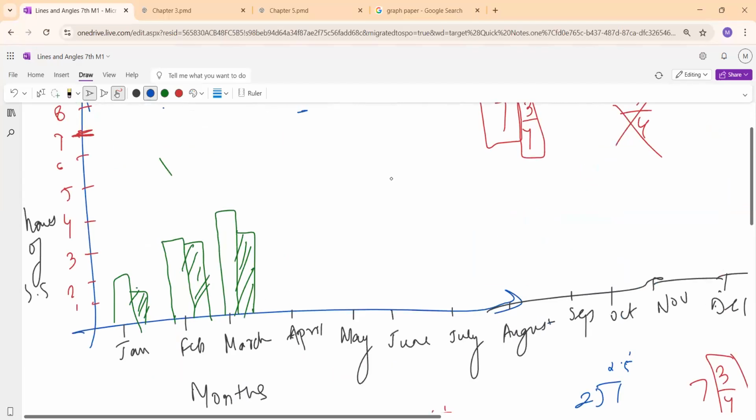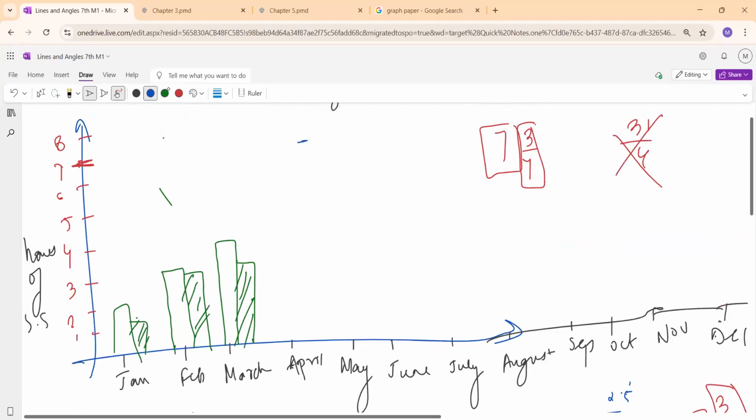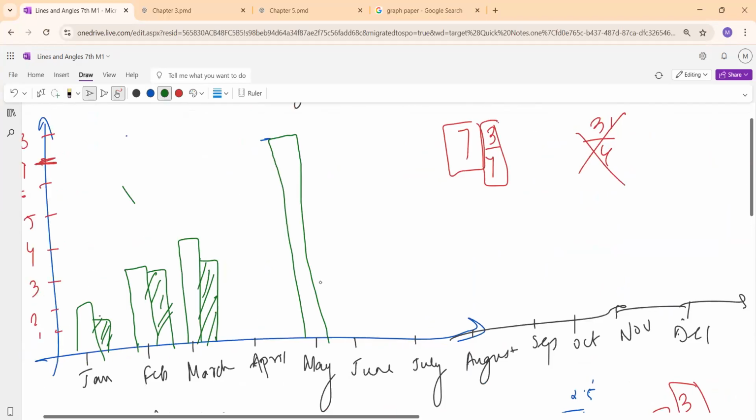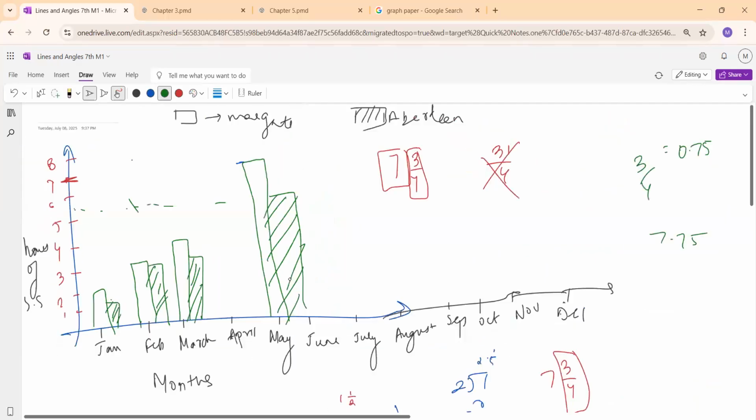So what I'm writing is, in May it is 7 3/4, till here. 3/4, if you solve it, would come as 0.75. So 7 3/4 means 7.75, so it is approximately here. And May's second value is 5.5, so 5.5 would be approximately here. I hope now you got it. How to do it? Yes, sir. Okay, please complete this.